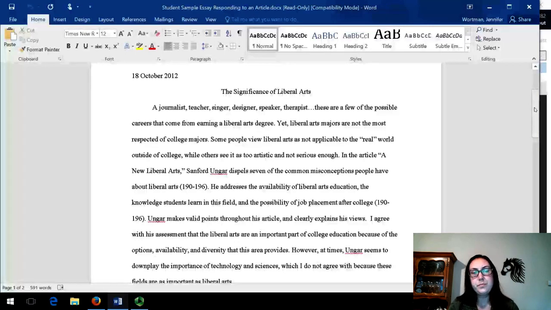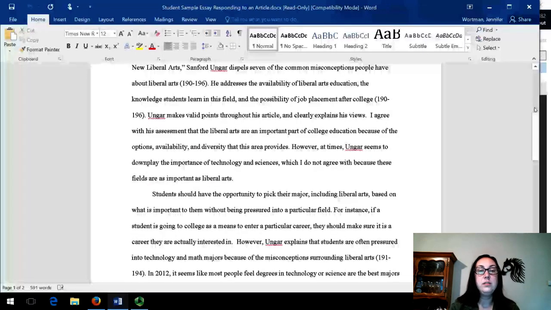And then, because it's a summary statement that follows, summarizing his main ideas, again, you see the full range of page numbers. Then it explains how that article connects to where this student is going, where it says, Unger makes valid points throughout his article and clearly explains his views. I agree with his assessment because, okay? Now, saying I agree, that is not the most sophisticated or complex thesis out there, okay?